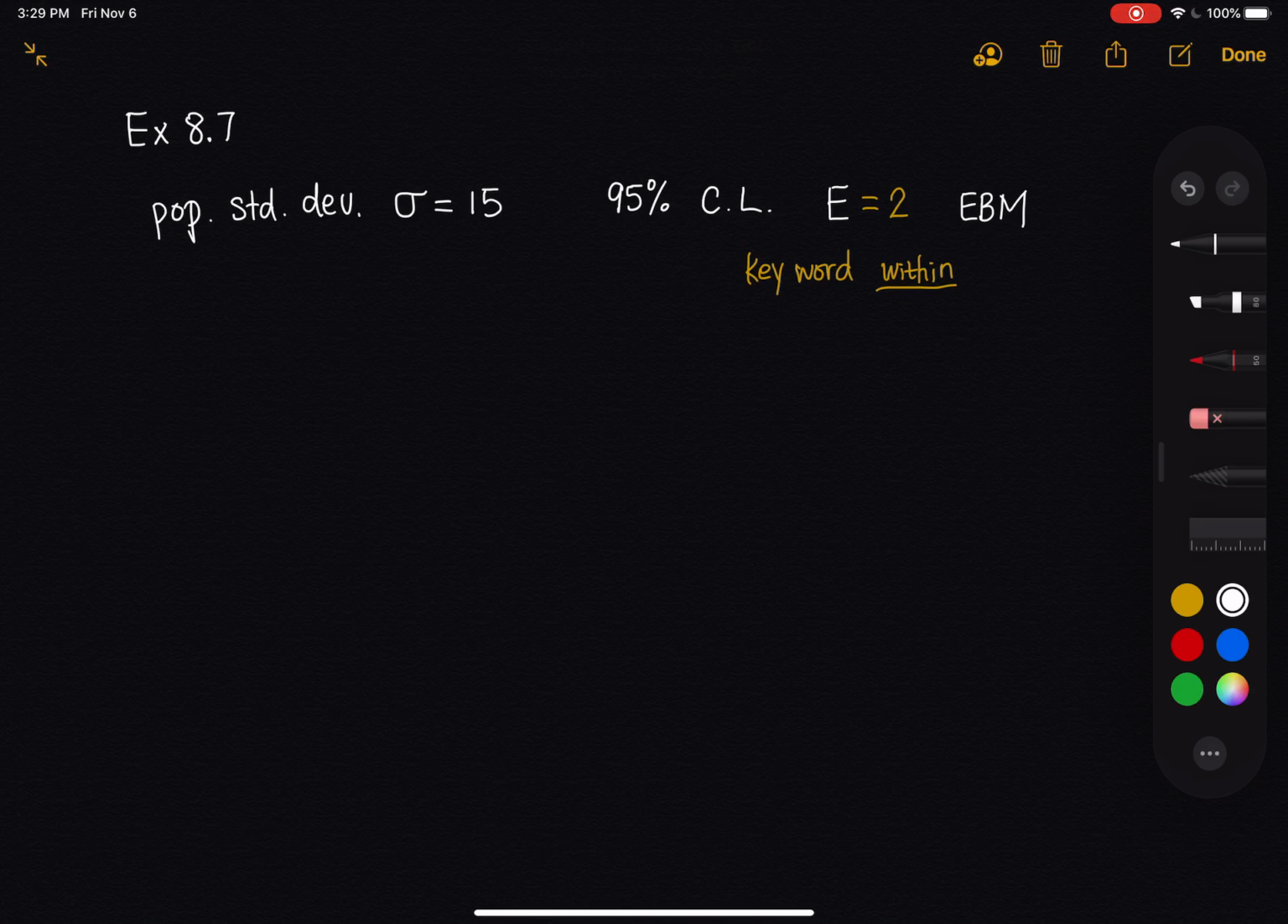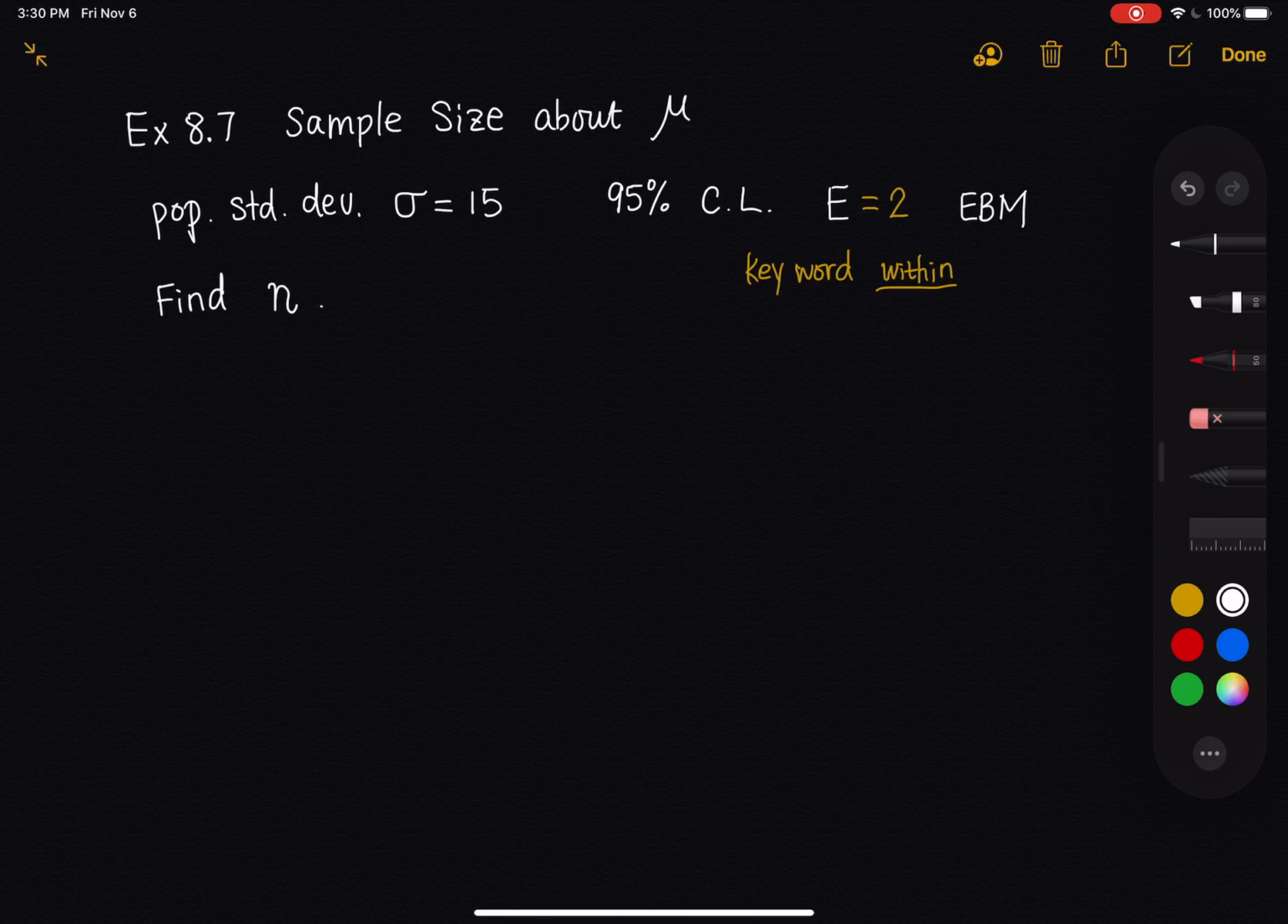And now the question is, how many randomly selected Foothill College students must be surveyed? So the question is asking us to find how many, okay? N. N is the sample size. So we have a sample size problem. So we need to find it. And it's about the population mean, okay, mu.